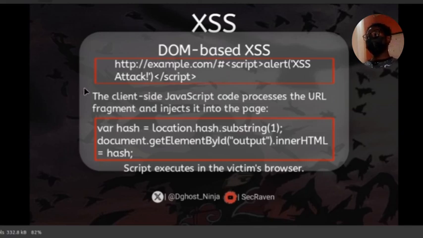The client-side JavaScript code processes this URL fragment and injects it into the page. So this payload is being executed in the sink, let's use this var sink as an example, which is the document object sink. Like you can see, document.getElementById. To exploit this kind of vulnerability, you must have a little knowledge of JavaScript. So this sink is where the payload is being executed. Once the script gets to this DOM sink, it executes on the victim's browser.